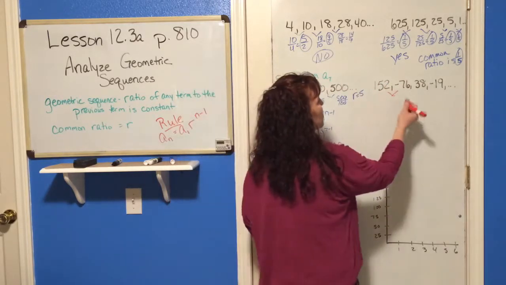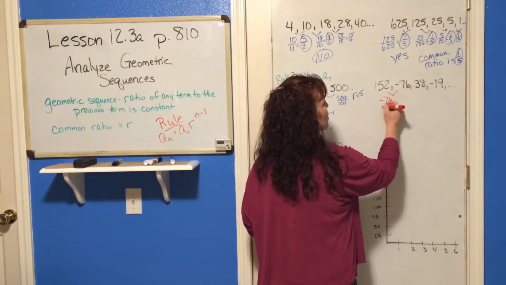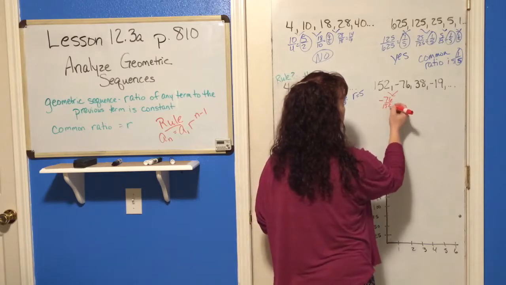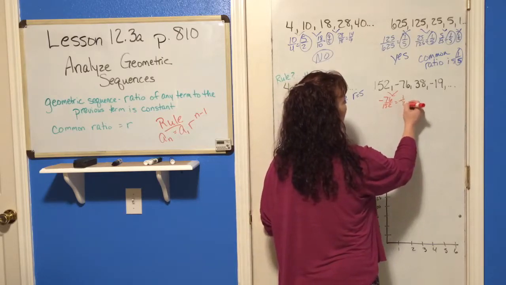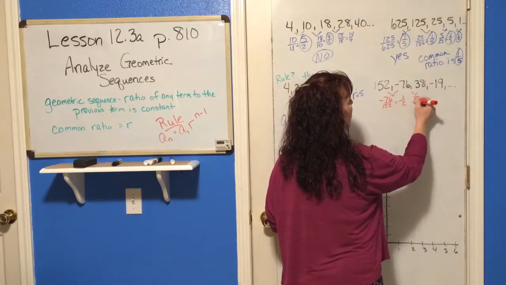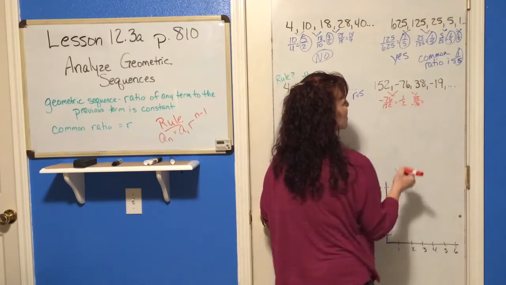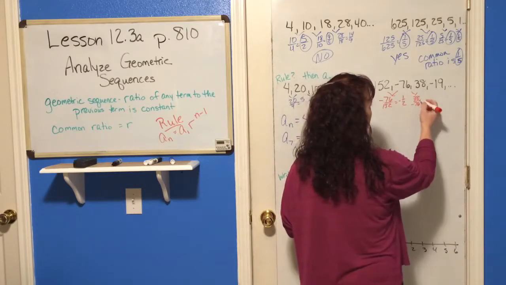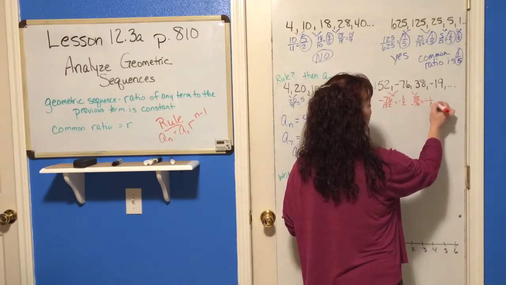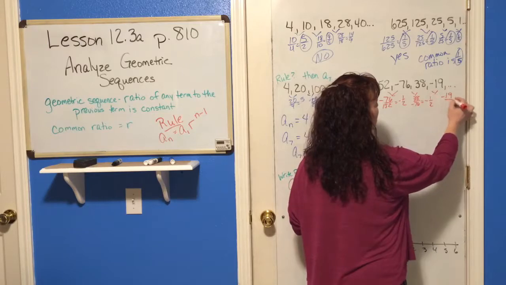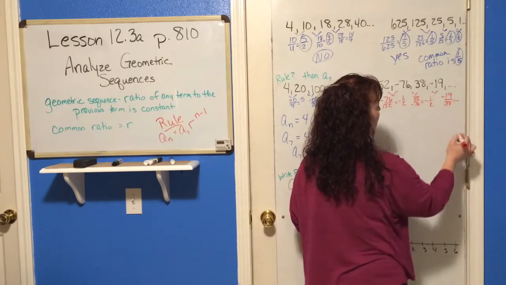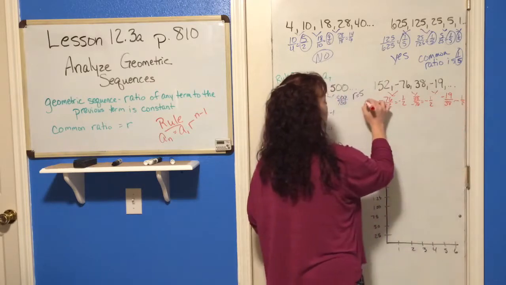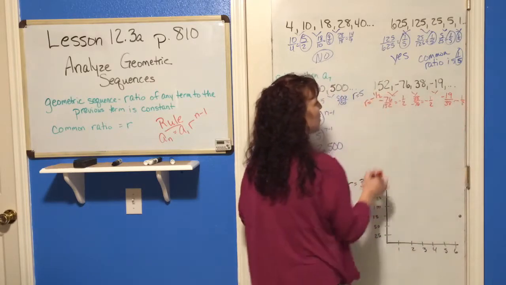All right, so we've got negative 76 over 152. That's negative 1/2. 38 over negative 76, that's also going to be negative 1/2. Negative 19 over 38 is also negative 1/2. So our ratio is negative 1/2.